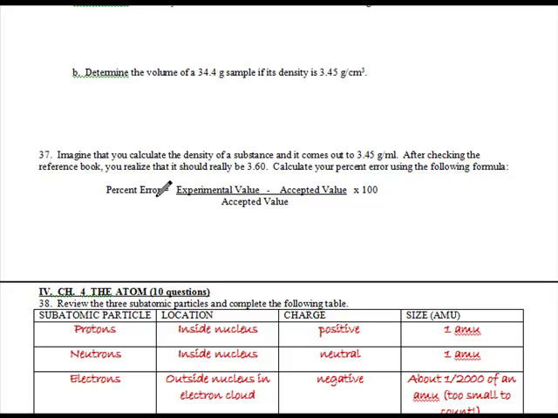So here we go. This is a formula you need to know. Percent error equals, and this should be absolute value signs here, the experimental value minus the accepted value. Figure out the difference between the two, and then divide it by what you should have gotten. So let's work this out. The experimental value is what you measured, the 3.45. And the accepted value is what you should have gotten based on the reference value. So it should have been 3.60.